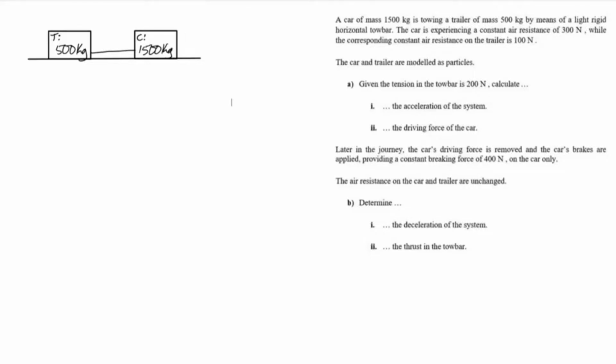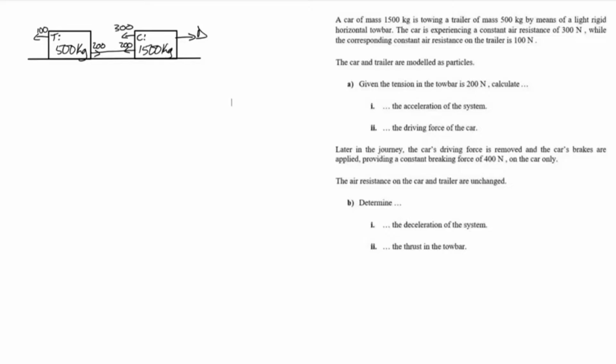And now let's think of the forces that we need to add. We're told that the resistive force on the car is 300 newtons, the resistive force on the trailer is 100 newtons, and the tension in the tow bar is 200 newtons. So I can add all of this to the diagram. The only force we don't know is the driving force. We do know that this system is in motion, and that the car is moving. Otherwise, there wouldn't be any resistance or tension. So we're in motion, with an unknown driving force.